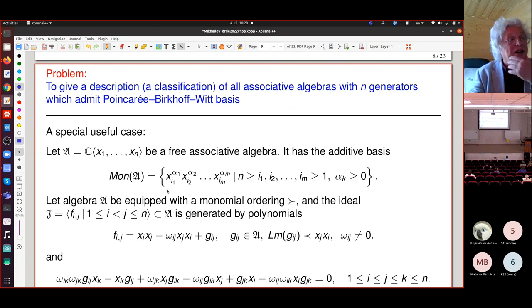Now we arrive at a mathematical problem which is not solved, as I understand, but a very important problem: to give some characterization, description, or better a classification of all associative algebras with n generators which admit a Poincaré-Birkhoff-Witt basis. A Poincaré-Birkhoff-Witt basis is, by definition, a basis of normally ordered monomials.